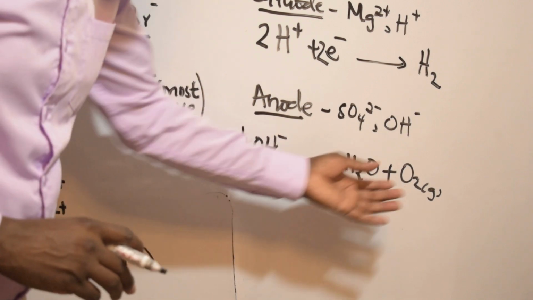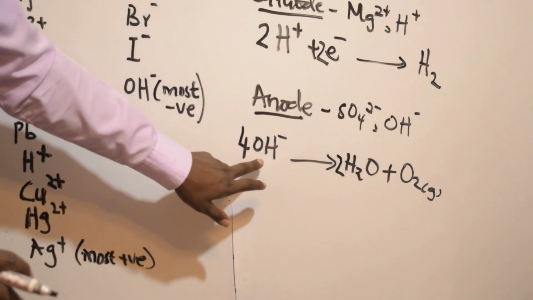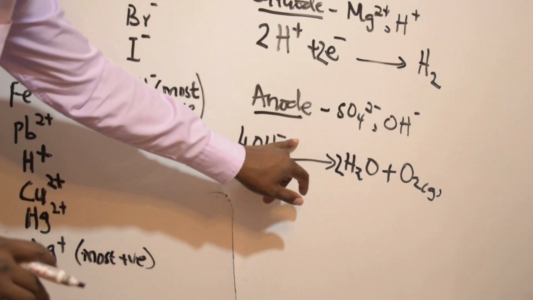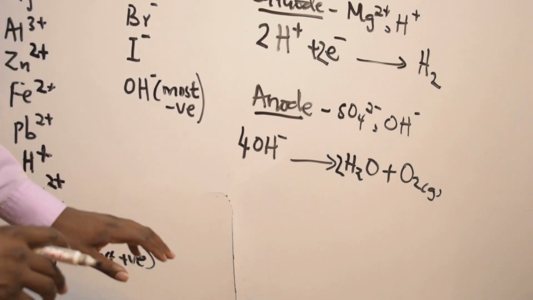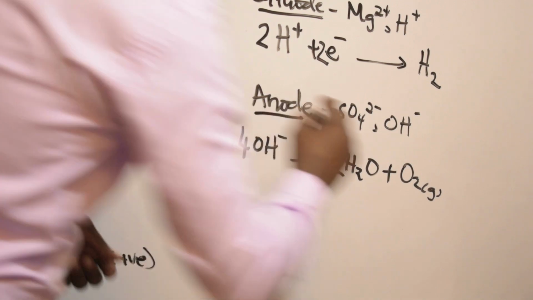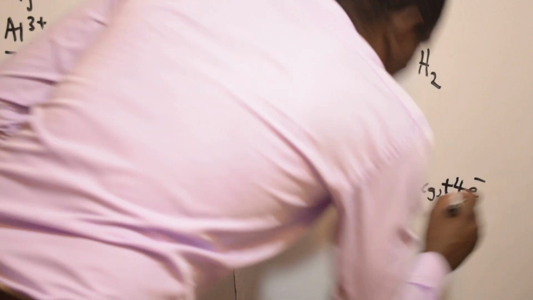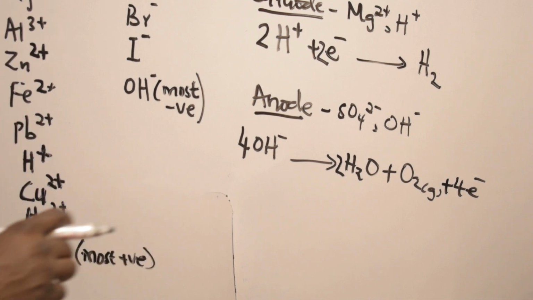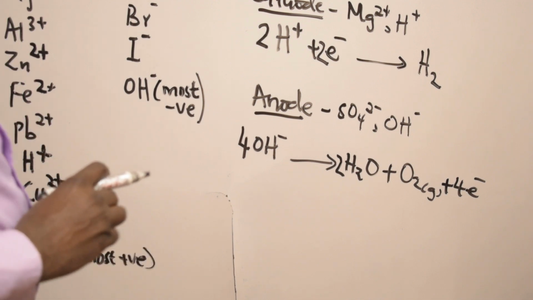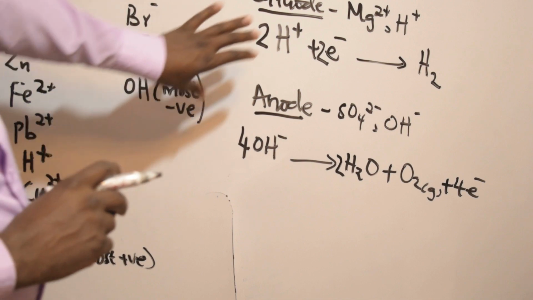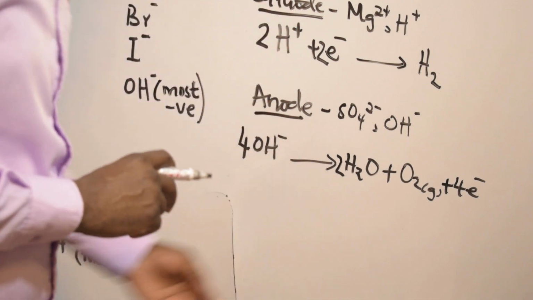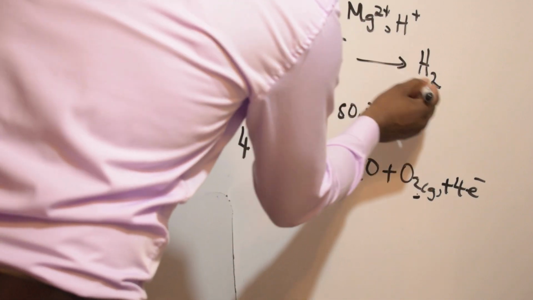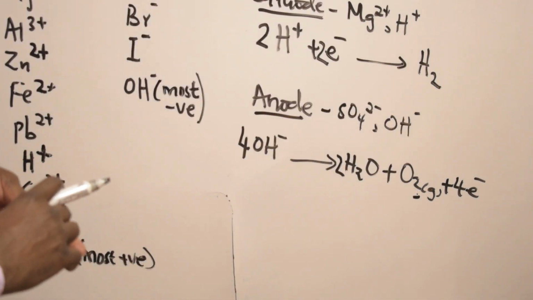Now, when it comes to this level, if I'm talking of hydroxide, each of these hydroxide ions is losing 1 electron. When there are 4 of them, they're going to lose a total of 4 electrons. That's what I'm talking about. Therefore, what we're trying to say here is that both at the cathode and anode we are going to see production of gases.